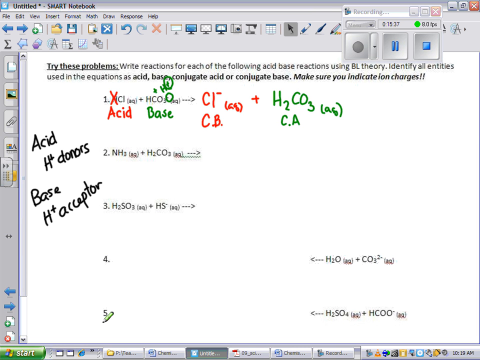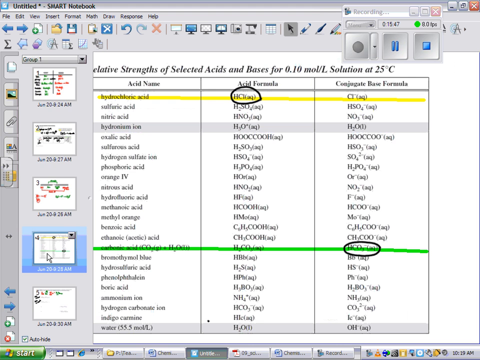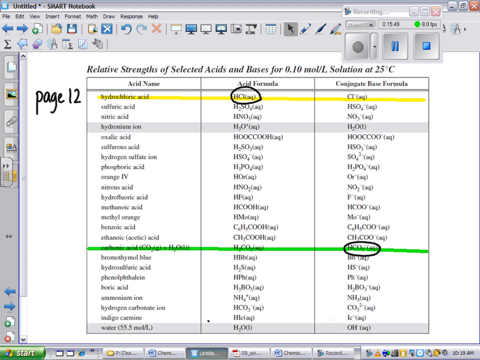If you're really stuck and the charges seem to confuse you, or you can't seem to figure out why it is that HCl becomes just Cl negative, you can take out your data booklet, turn to page 12 still, and you can actually look it up in our data booklet.